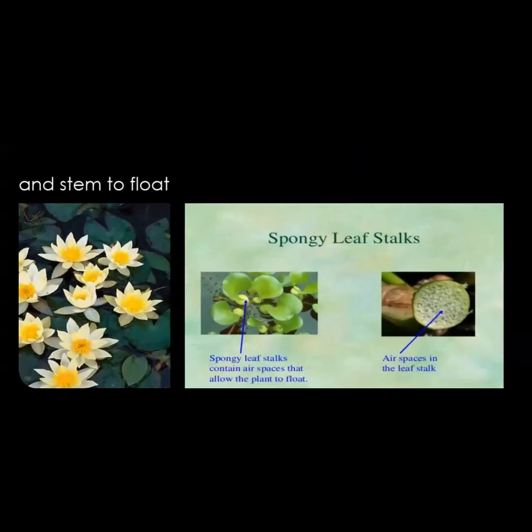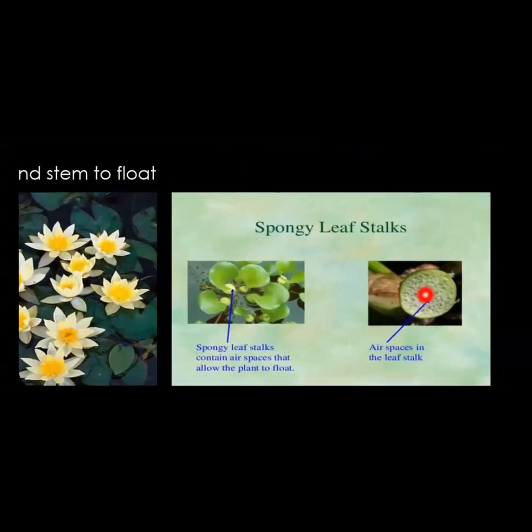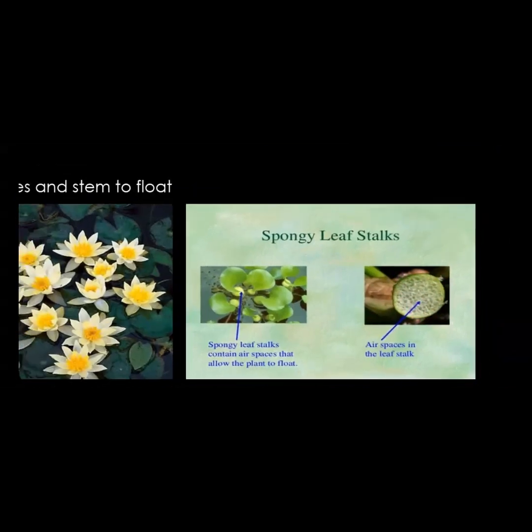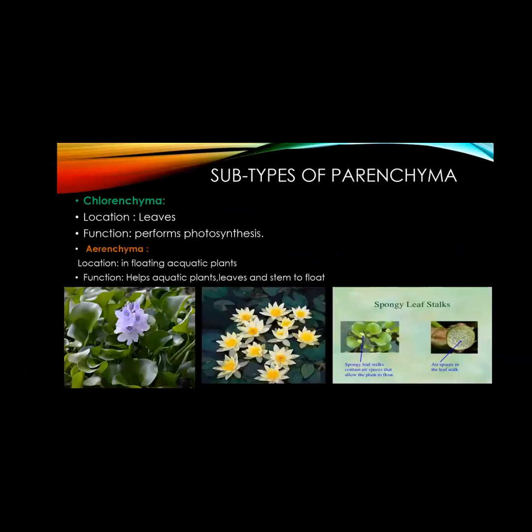Now see, this is how the section of parenchyma looks. You can see it is like a sponge. It is very spongy because of the air spaces in it. So parenchyma is seen in the aquatic plants and it helps the plants in floating. The second type of simple permanent tissue is Collenchyma.